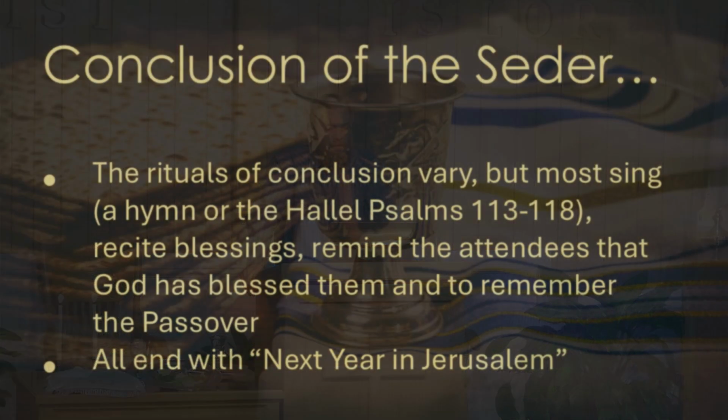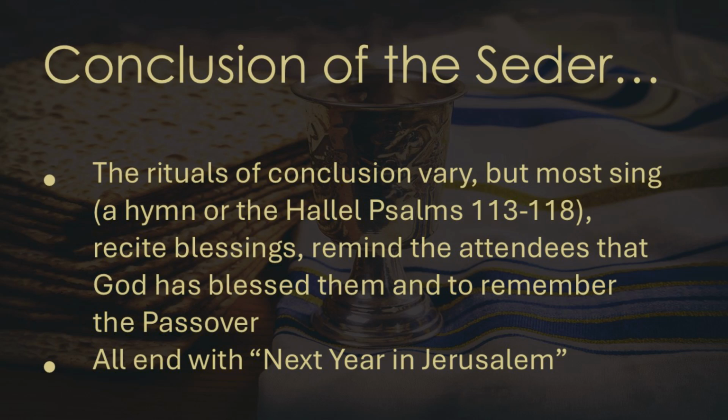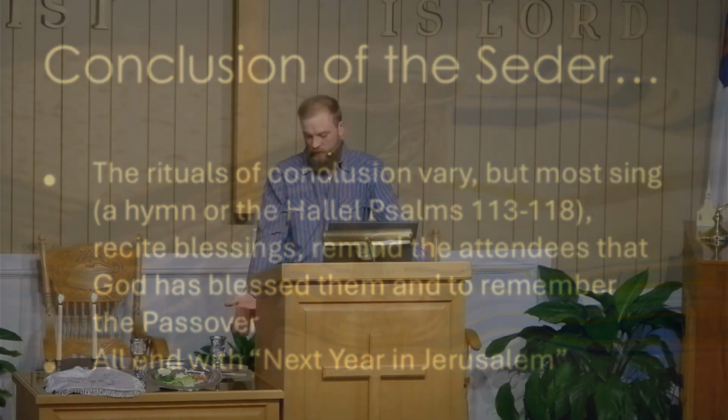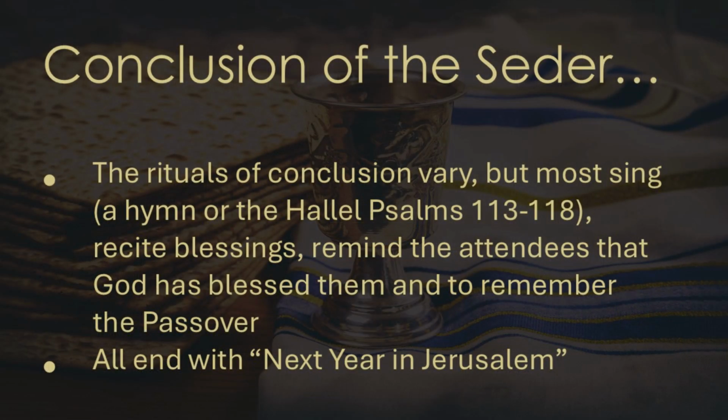So after they have taken the fourth cup, it kind of varies. There's a lot of ending rituals, I guess you could say. One of the biggest ones is they sing together. They'll sing a hymn. There's actually one listed in the New American Haggadah. Each Haggadah might have a different one. The historical big one that everybody would do, kind of like our Joy to the World or Silent Night, would be the Hallel Psalms, which is Psalm 113 through 118.